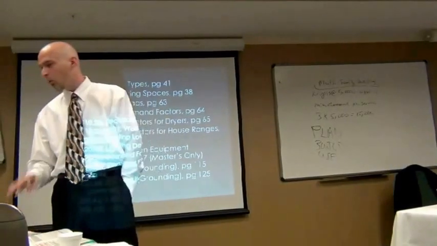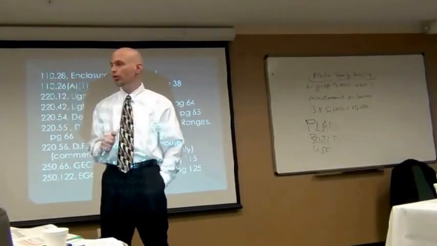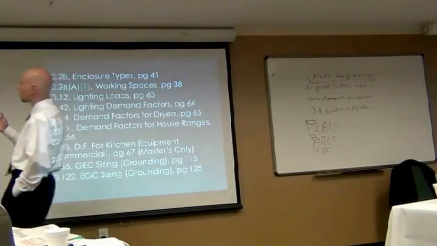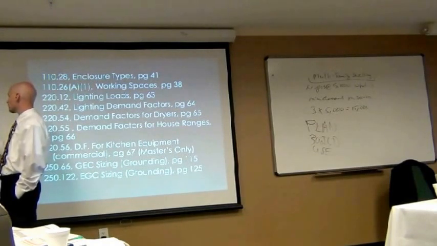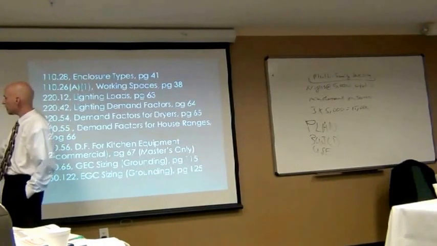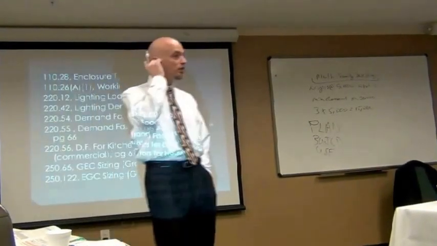Okay. Now, what do you do if you have multiple parallel runs and you're trying to size your ground electrical conductor? Let's say you had 5 sets of 250 kc mil copper conductors, 3-phase service. So 5 sets, running in parallel. How do you size your GEC for that?